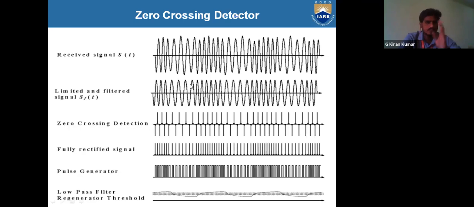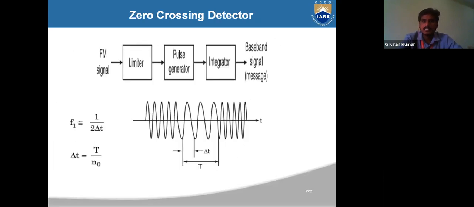Basically, there are a number of side lobes in the FM signal. If you have too many, it is not possible to demodulate. But by using the limiter, we can filter the signal up to a limited number of cycles. After that, the limiter limits a certain number of waves or cycles, and then that limited signal is passed to the pulse generator.